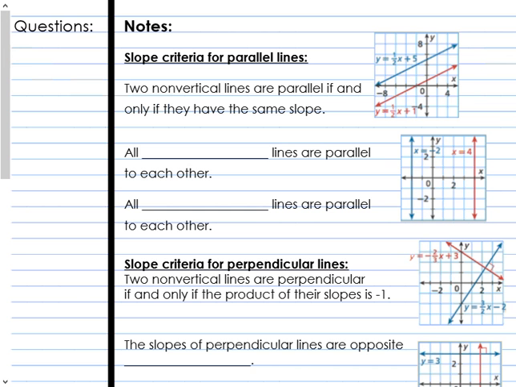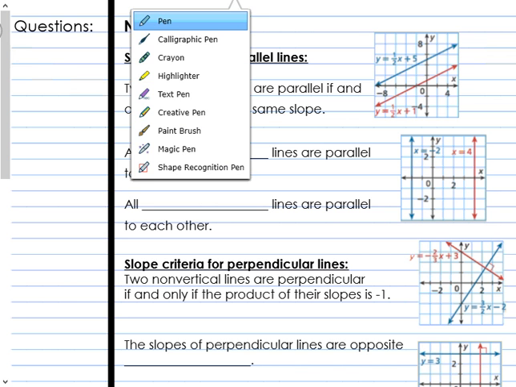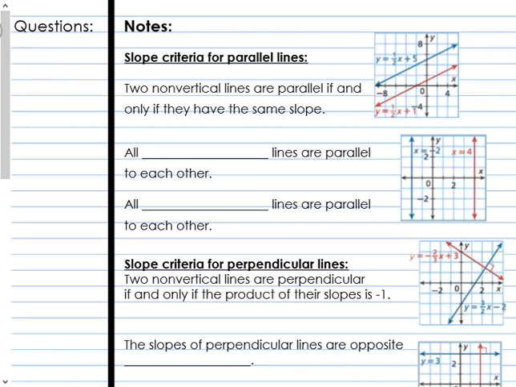The slope criteria for parallel lines. Two non-vertical, meaning they are not north to south, two non-vertical lines are parallel if and only if they have the same slope. If you look at that first graph, the slope is 1/2, the slope is 1/2. Those two lines are parallel because their slopes are congruent. 1/2 is equal to 1/2.